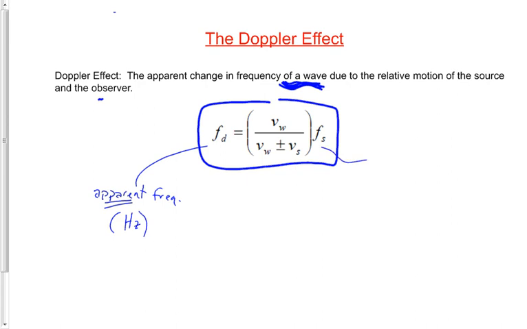F_S is going to stand for the actual frequency or the frequency of the source. I'm going to put in brackets here the actual frequency. You'd have to be given that value. Nowadays, download an app for your iPhone and it'll tell you exactly.